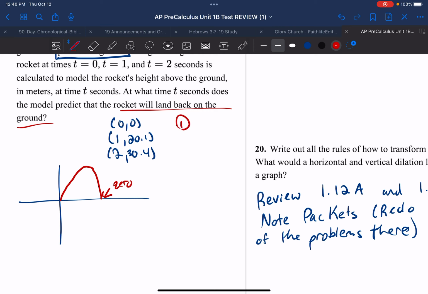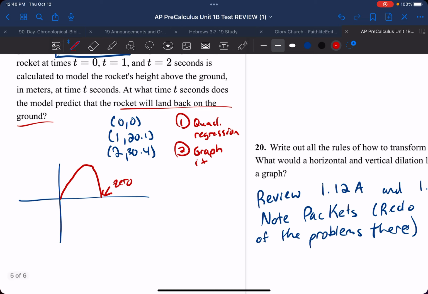So basically my steps are run the quadratic regression, and then graph it to find the 0. So let's run that quadratic regression together.